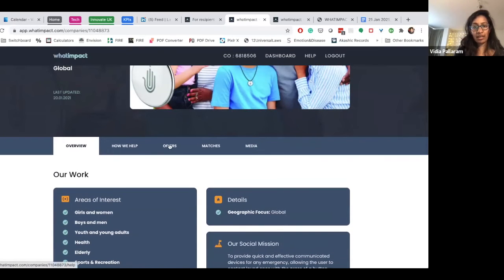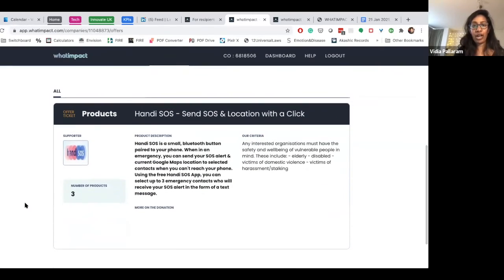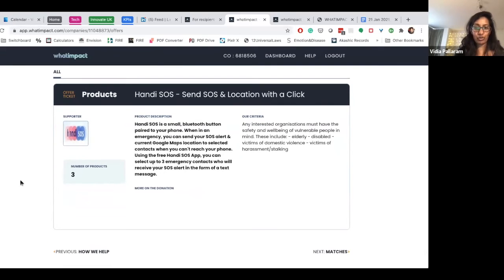And I can then see the offer that is available. Here we have an offer where Handy SOS are essentially offering 3 products of safety devices, and this is their criteria. So all of this information is available to the public, but in order to have a match, our members actually need to create a profile on the platform.